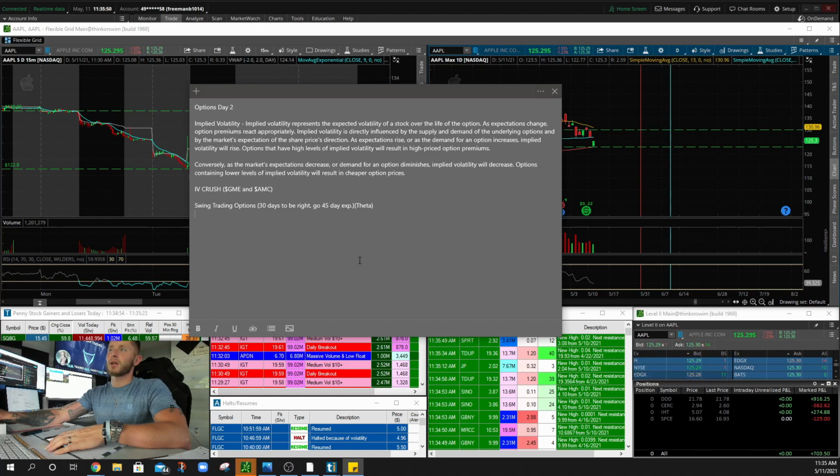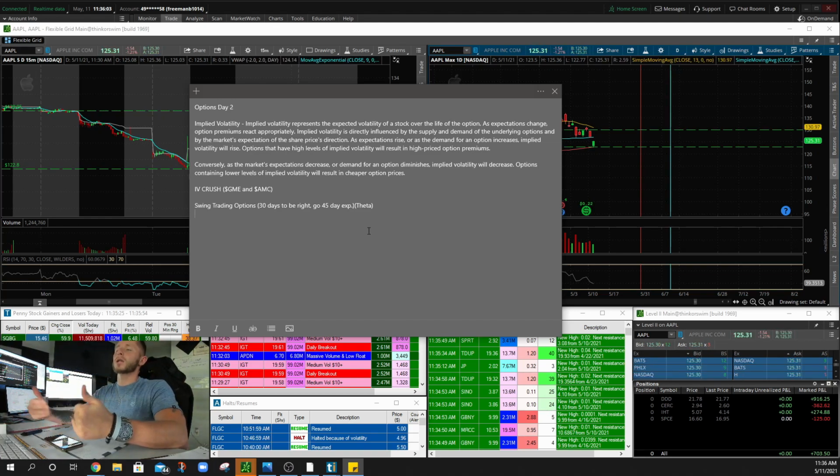Go 45 days until expiration. Understand what your theta is. Your theta is how much you're going to lose for every day that you hold that contract, assuming the stock sits sideways. Your delta is how much you're going to make for every dollar the stock goes up and how much you're going to lose for every dollar that the stock goes down.